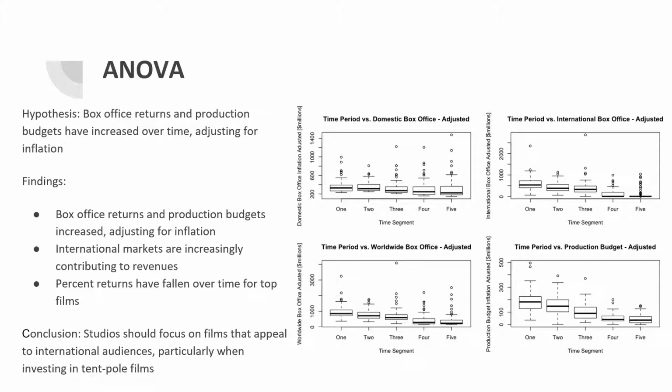What is interesting to note, however, is that while these box offices have grown, production budgets have grown even faster, and the actual return multiple has fallen over time. The conclusion of this is that studios should focus on films that appeal to international audiences, where the larger portion of the market now exists, and this is especially true when they're investing in large tentpole films.